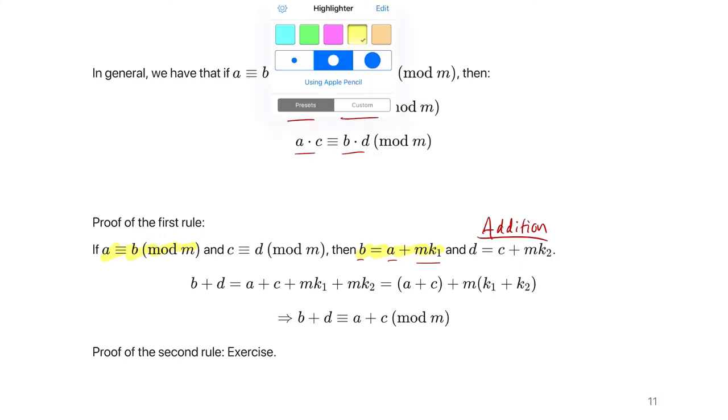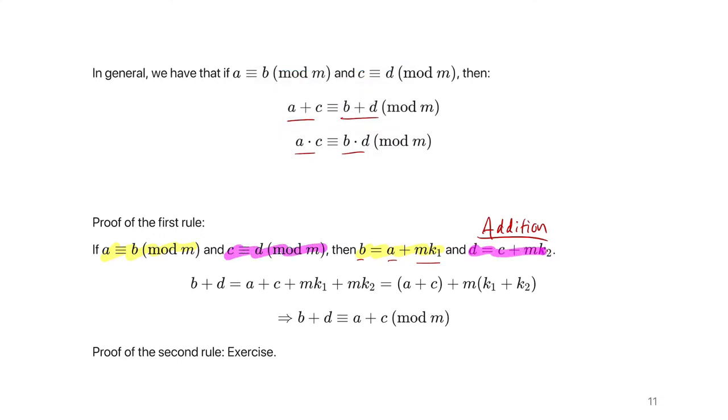And if C and D are equivalent, mod M, then I can say D is C plus some scalar multiple of M. And again, these scalars have to be integers for any of this to have meaning. We can say B is A plus M times K1, and D is C plus M times K2. And notice these constants have to be different, K1 and K2. Is that clear? Okay. And so what I'm doing now is adding my expressions for B and D. So I get B plus D is, and maybe we can write it like this.